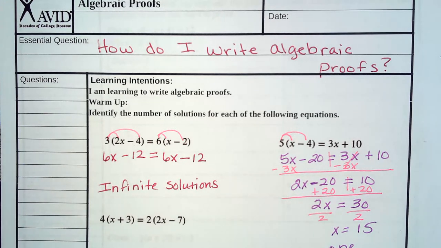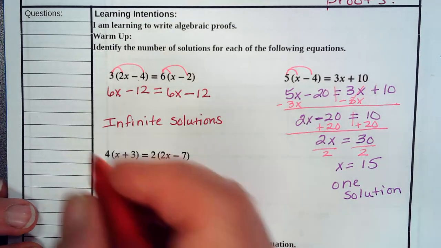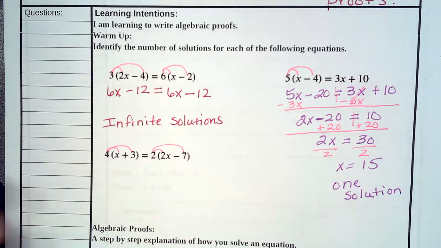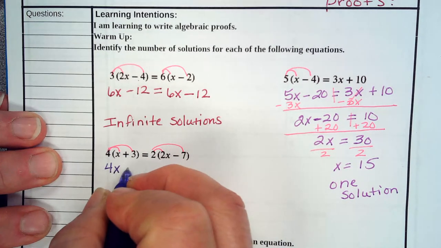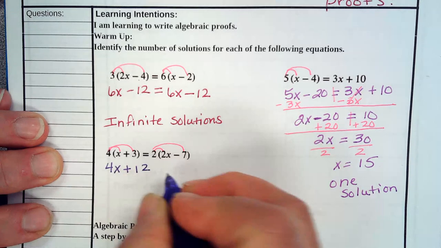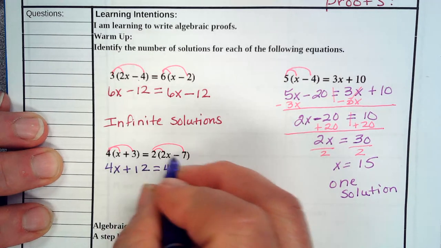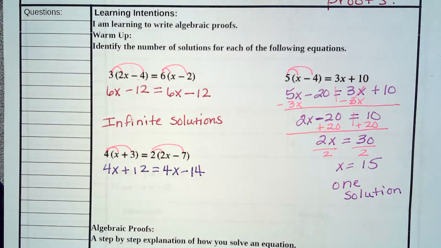Okay, let's look at the last one. Once again, you've got to start by distributing on both sides. 4 times x is 4x. 4 times positive 3 is positive 12. 2 times 2x is 4x. 2 times negative 7 is negative 14. What do you notice? The coefficient of x is the same on both sides. What about the numbers?